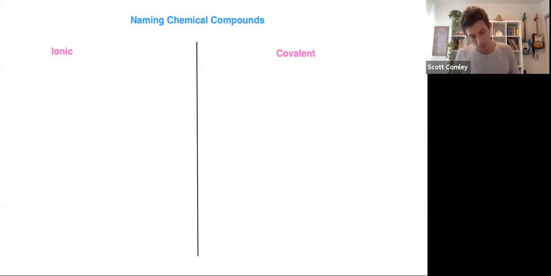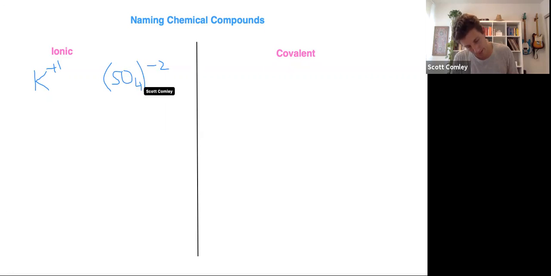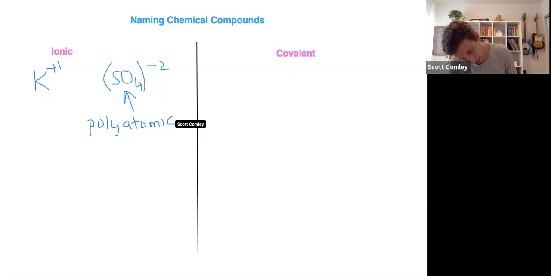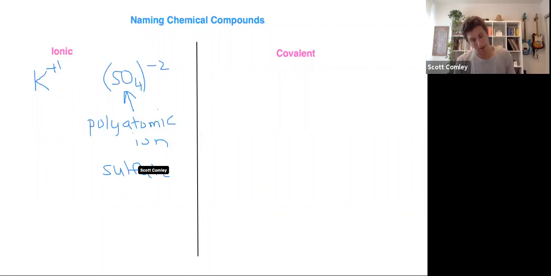Let's do one more where there's potassium and the other, this is the positive ion. The negative one is going to be SO4. This is called a polyatomic ion because there's more than one atom, right? Polyatomic. And it's got a -2 charge. And that one's called sulfate. Okay, that's just what it's called in regular chemistry.